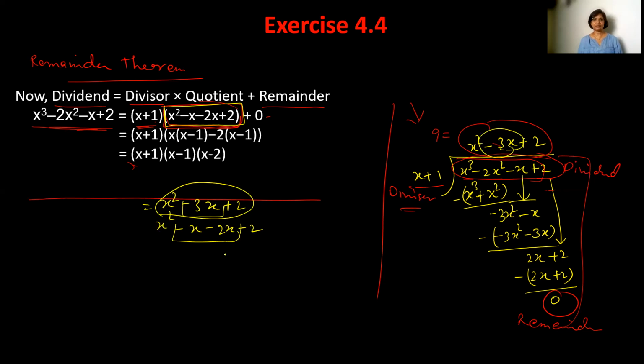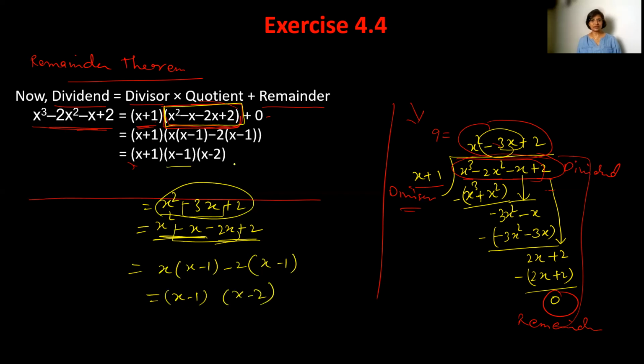Splitting the middle term. So minus x minus 2x, right? So here x is common, so x minus 1 will come here in these two. And then here minus 2 is common, so x minus 1 will be there. So x minus 1 into x minus 2. These are the two factors of this quadratic expression.